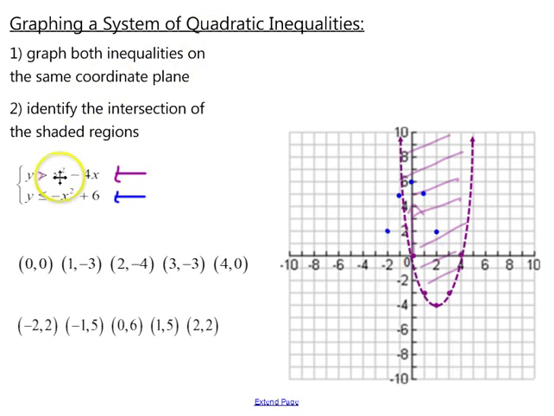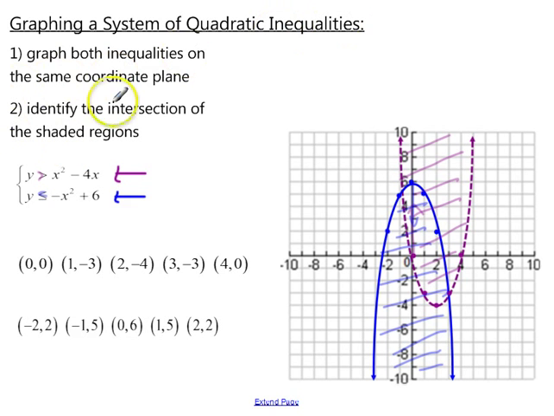And because this has that or equal to option, this is going to be a solid line when we graph our parabola. And then again, when it comes to the shading, we have that less than symbol. So you find your y-intercept on that blue parabola, and then we want to shade down, which is again everything inside of that parabola. Now, the reason why I lightly shaded those two is because of step 2. It says we need to identify the intersection of the shaded regions.